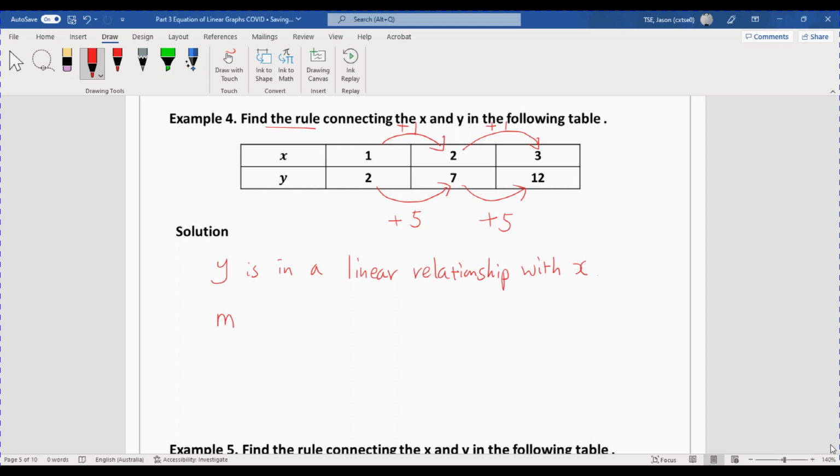Are we going to find the gradient m? What's the formula for gradient m? Okay, rise over run. What do we mean by rise in this case? Rise is always the change in y. It's not the change in x.